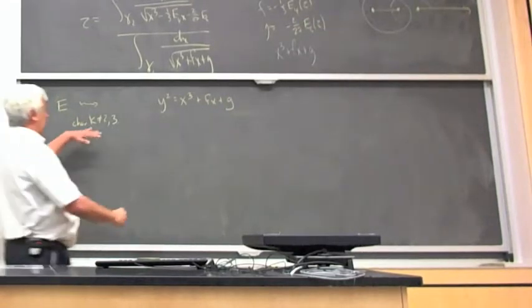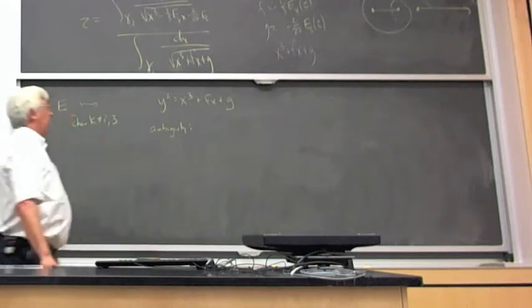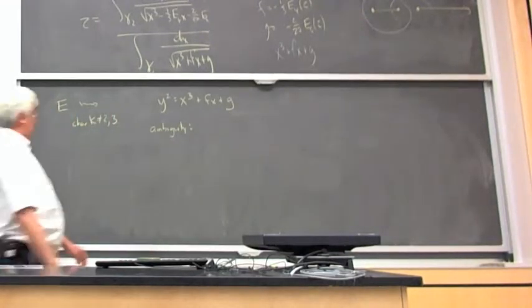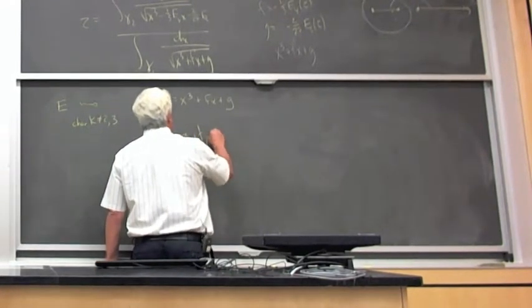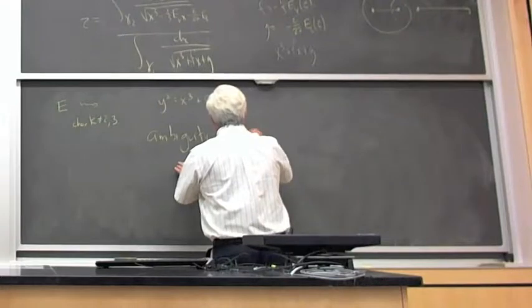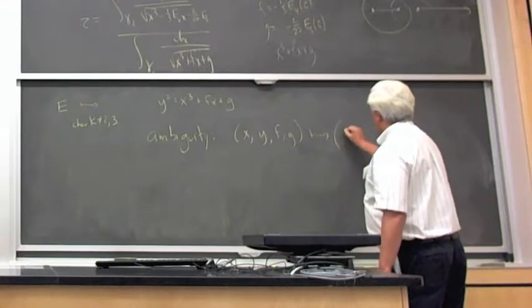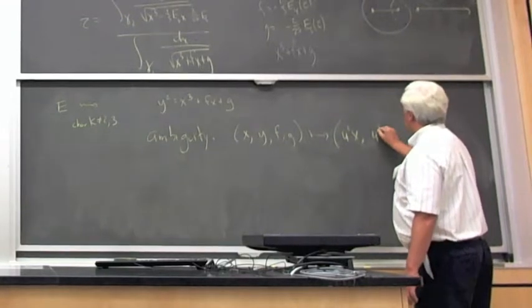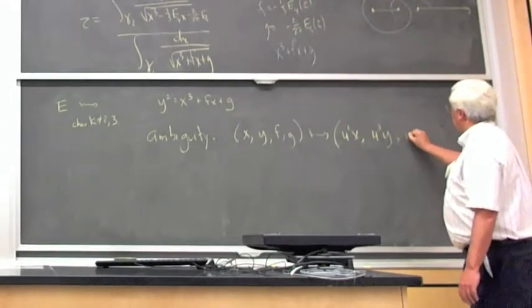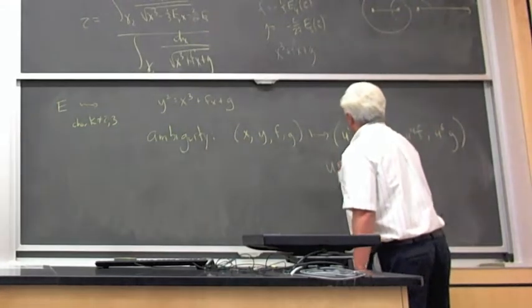Zariski locally, and there's an ambiguity in this form, which you can look up in the Weierstrass formula, and the ambiguity is that x and y, f and g, should go like: x goes to u squared x, y goes to u cubed y, f goes to u to the fourth f, and g goes to u to the sixth g, for u in units.